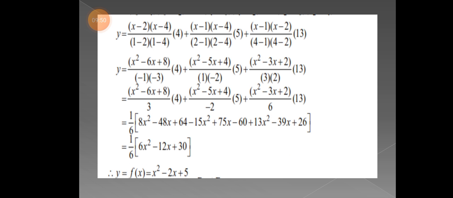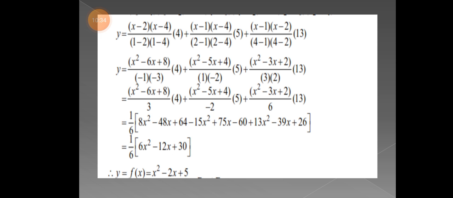So now it was used in the problem: y is equal to x minus 2, x minus 4 divided by 1 minus 2, 1 minus 4, into 4, plus and so on, up to x minus 1, x minus 2 divided by 4 minus 1, 4 minus 2, into 13. Whatever values are given in the tabular column were written here. Now, because we don't know what x is, obviously we will obtain a polynomial itself here. First you have to multiply the numerator, as I have told you.